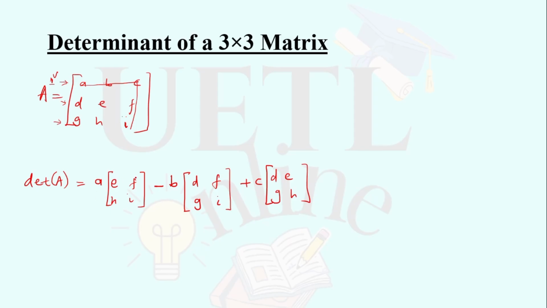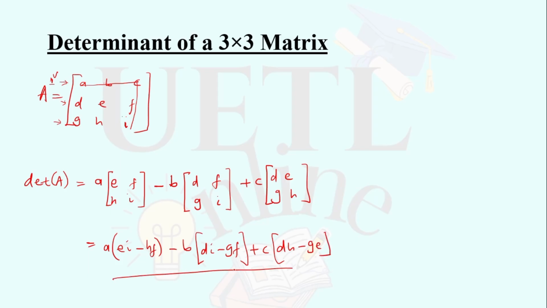After that, you find the determinant of each 2 by 2 matrix, then you multiply it with the letter in front. In this case, you're going to have A times (EI minus HF), then minus B times (DI minus GF), then plus C times (DH minus GE). This is how we do it. After solving this, you can simply find the determinant of A.